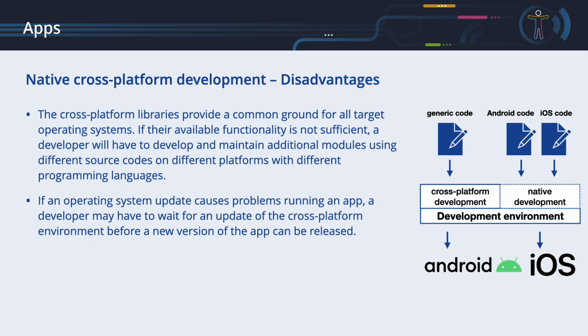Of course, this approach also has its disadvantages. The cross-platform libraries provide a common ground for all target operating systems. If their available functionality is not sufficient, a developer will have to develop and maintain additional modules using different source codes on different platforms with different programming languages. If an operating system update causes problems running an app, a developer may have to wait for an update of the cross-platform environment before a new version of the app can be released.